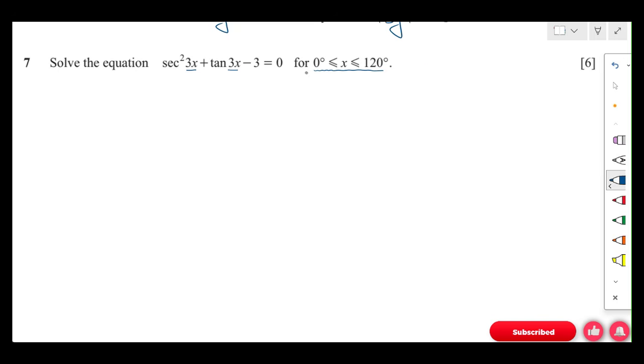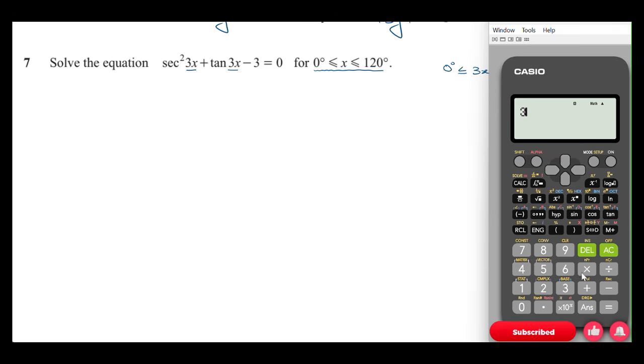Basically multiply all three terms by 3. 0 times 3 is 0, x times 3 is 3x, and 120 times 3 is 360 degrees. So this means the angle 3x is from 0 to 360 degrees. 3 times 120 is 360, right?